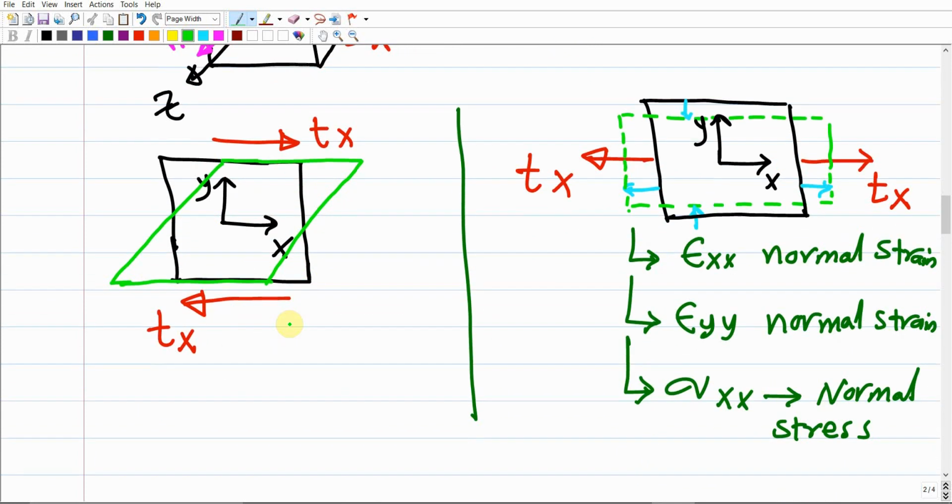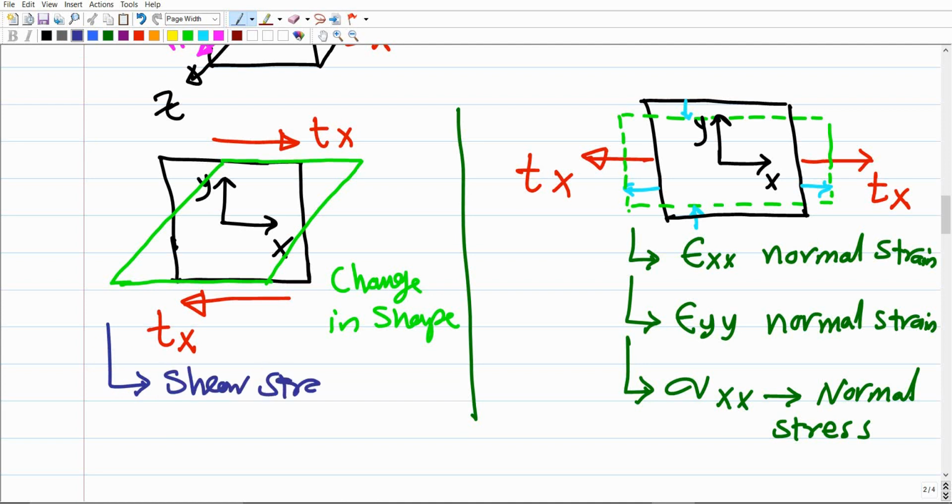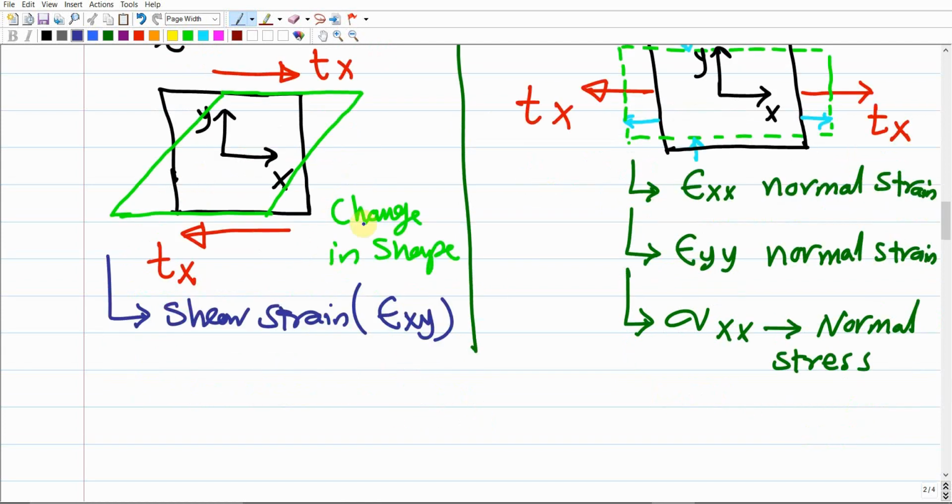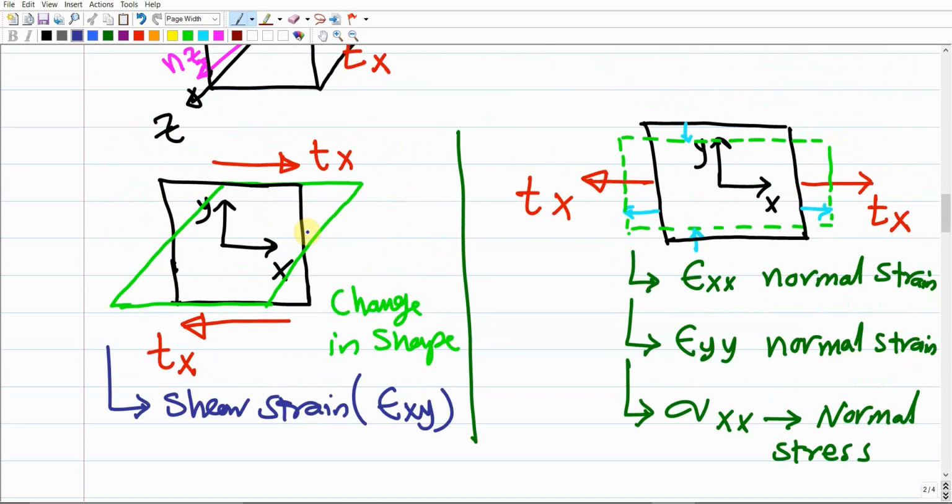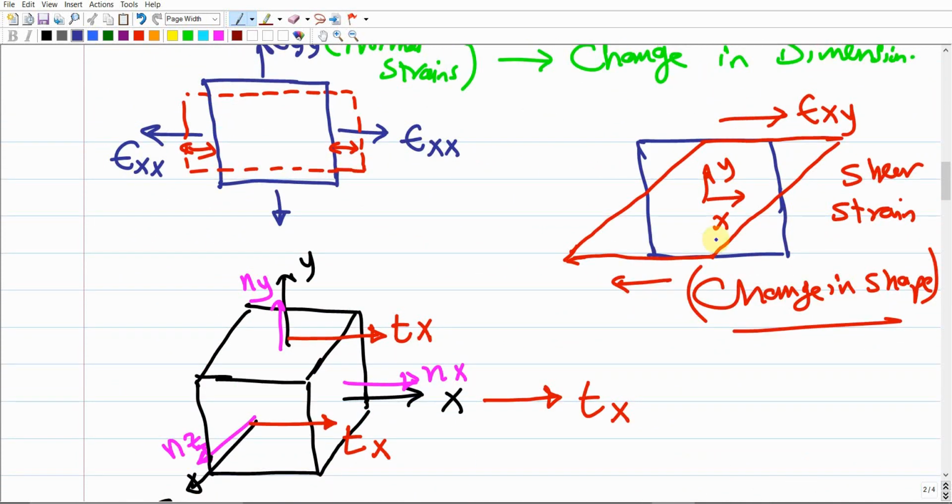We're going to end up with a change in shape, but no change in dimensions. So what does it mean? It means that here we're going to end up with a shear strain, which is epsilon xy, a change of the xy plane. This is very clear, because this is very similar to the shear strain case.